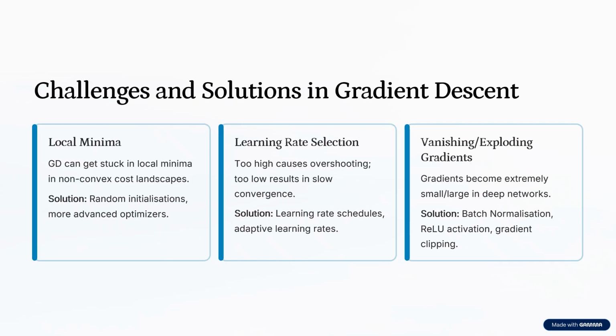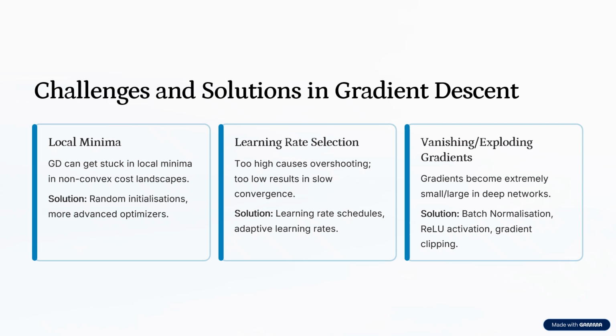Challenges and solutions in gradient descent: local minima, learning rate selection, and vanishing and exploding gradients. Let us look into local minima. Gradient descent can get stuck in local minima in non-convex cost landscapes. The solution is random initializations or more advanced optimizers. Coming to learning rate selection: too high causes overshooting, too low results in slow convergence. What is the solution? Learning rate schedules and adaptive learning rates.